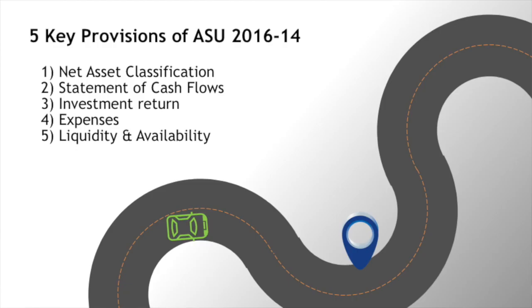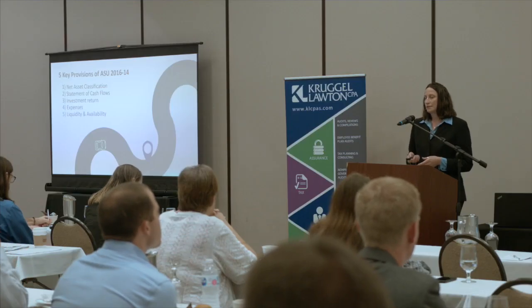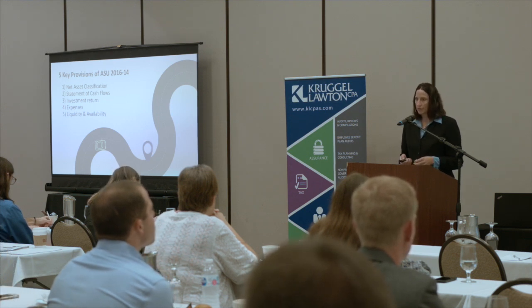So the 5 key provisions of the new standard, the things that are affected: one is the presentation of the net asset classifications. There's also a provision for the presentation of the cash flow statement, presentation of investment return on the statement of activities, the presentation of expenses by function and natural classification, and disclosures for liquidity and availability.